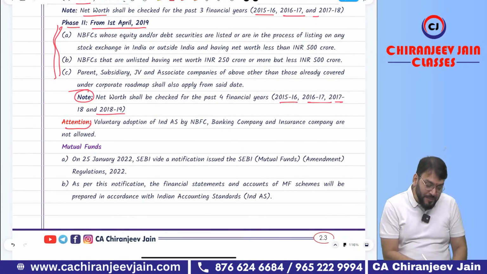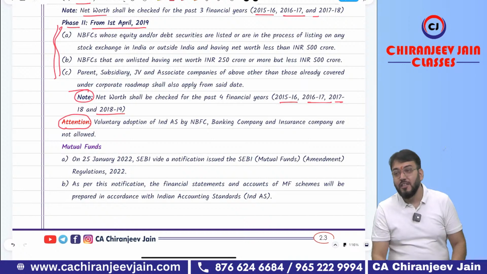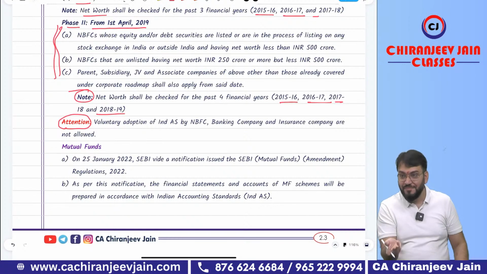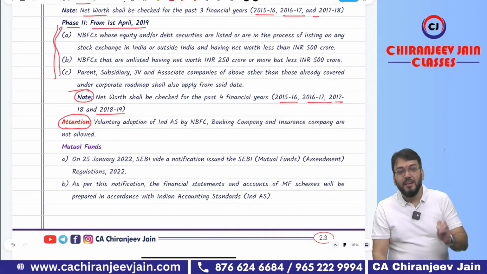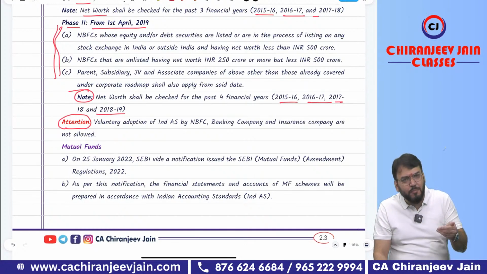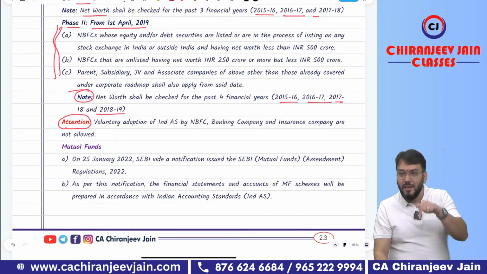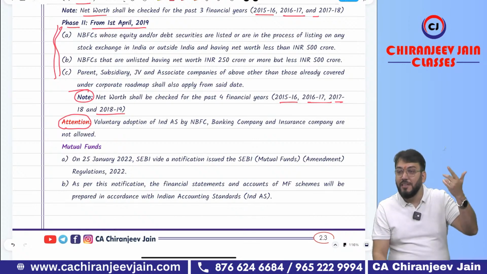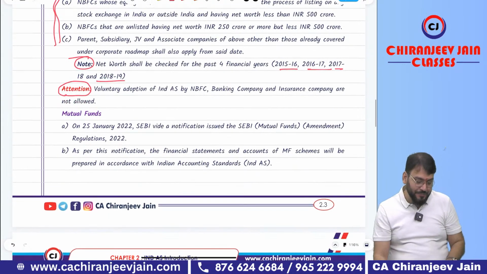Coming to one special point, as I already said in the last class, the voluntary adoption of Ind AS is only applicable to general companies. Means banking companies, insurance companies and NBFCs cannot adopt Ind AS voluntarily. Any company which is a general company can adopt Ind AS voluntarily, as of now also, even though they do not meet the criteria. Got this point? Yes, sir.